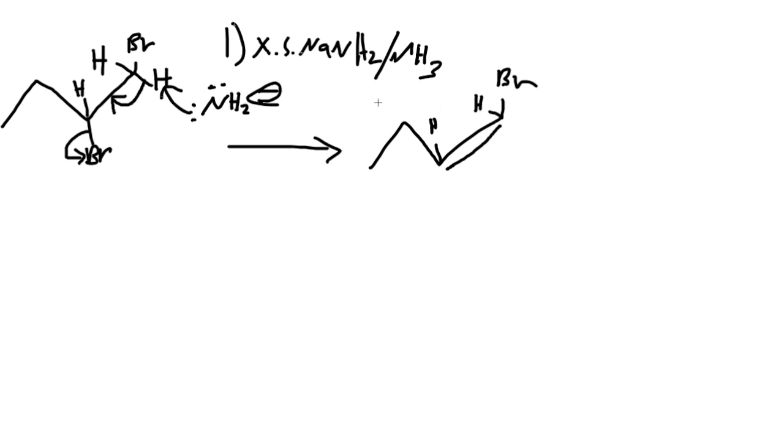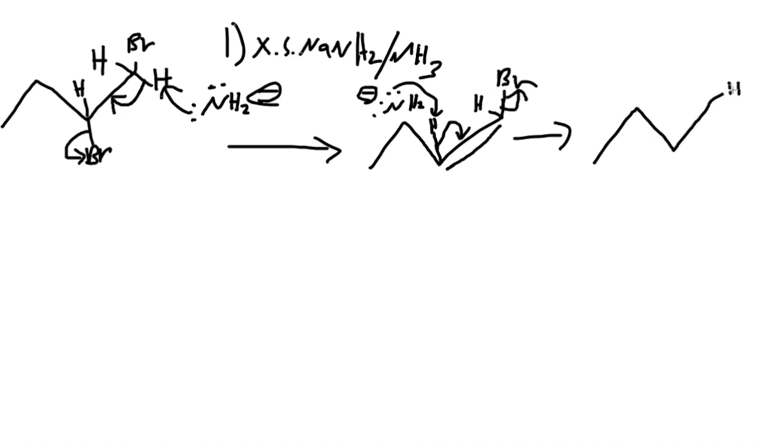Let's pick this side. NH2, one lone pair, grabs the hydrogen. Now it gives off the electrons of the hydrogen and forms a triple bond. This bromine expels. Now we have a product that would look like this, hydrogen over here, and we have a triple bond.